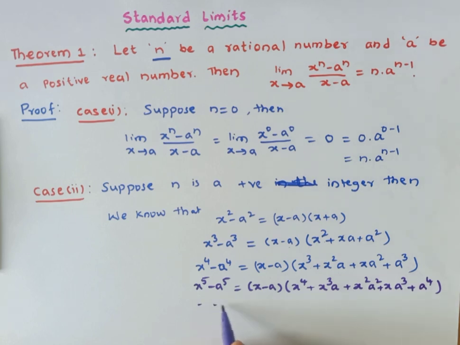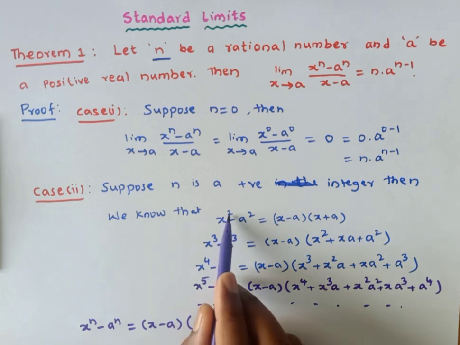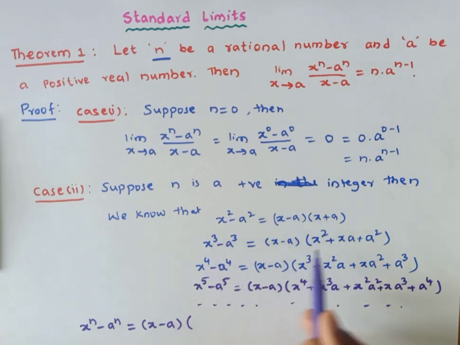So similarly we can express x to the power of n minus a to the power of n. So x to the power of n minus a to the power of n can be written by generalizing to n number. So x power n minus a power n, that contains how many terms? This product contains n terms, right? Since if it is power 2, then there are 2 terms, 3 terms, 4 terms, 5 terms, and if it is n, therefore we may get n terms.